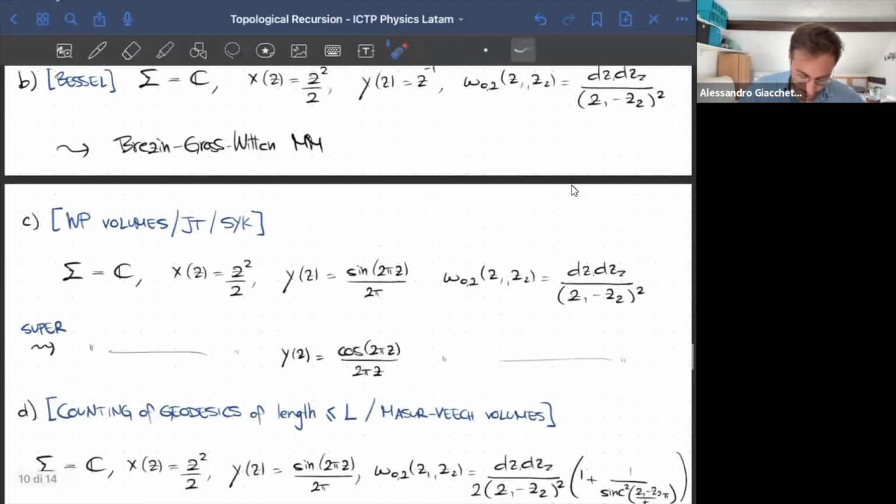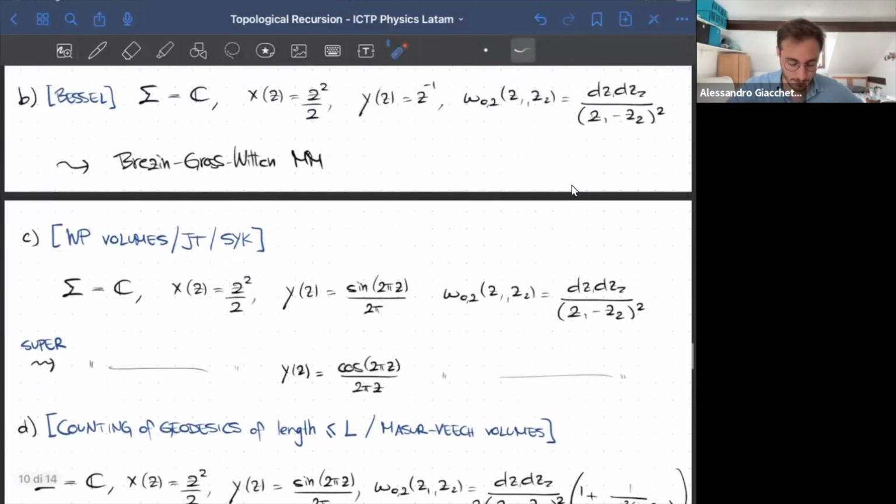So another example that we saw before is this Weil-Peterson or JT or SYK. If you remember, this is the case when sigma is equal to C, x is z squared over 2, and y is this sine function. And again, omega 0,2 is dz1 dz2 divided by (z1 minus z2) squared.